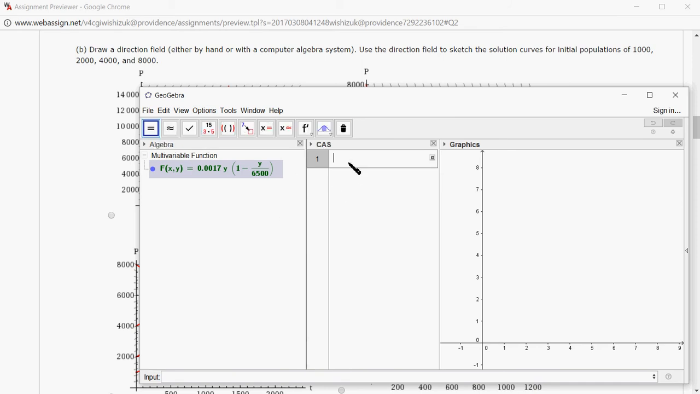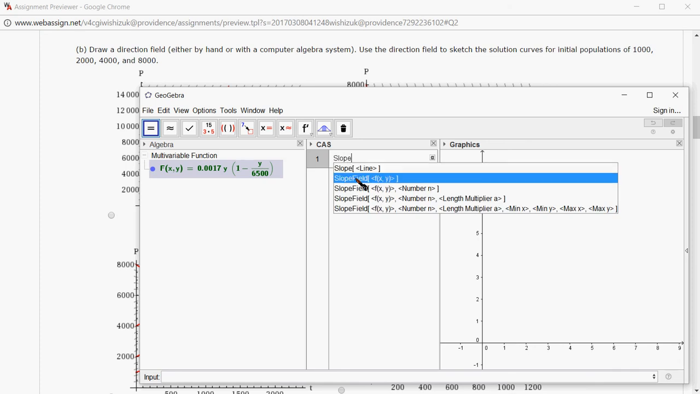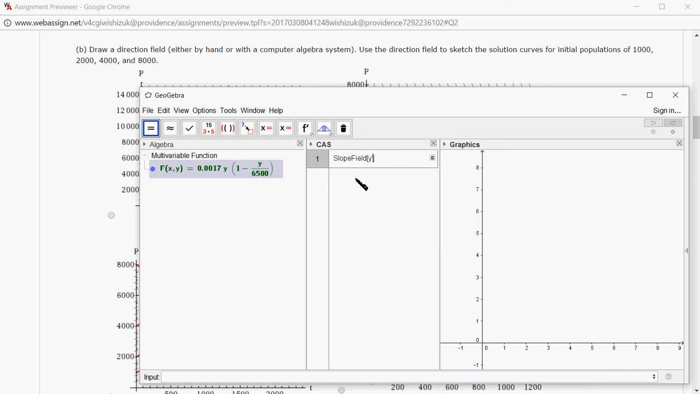Then I'm going to draw the slope field. So slope field. Alright, so y prime is equal to f of x comma y, and then hit enter. Alright, let's see. Oh, actually, maybe just this will do it.